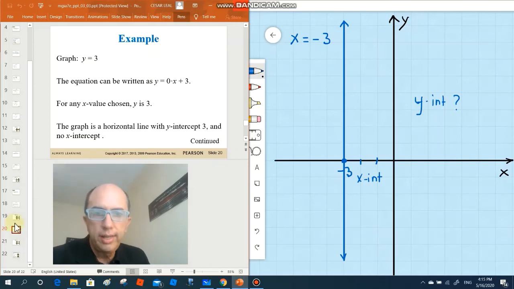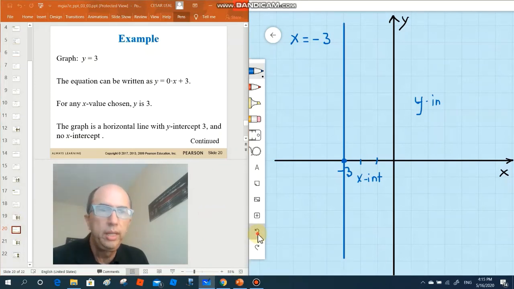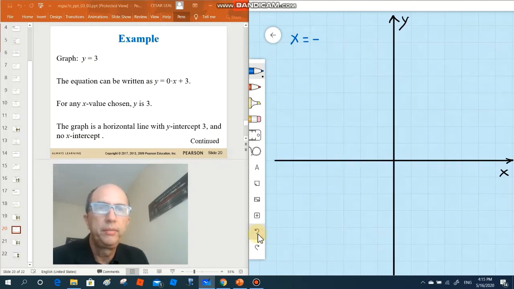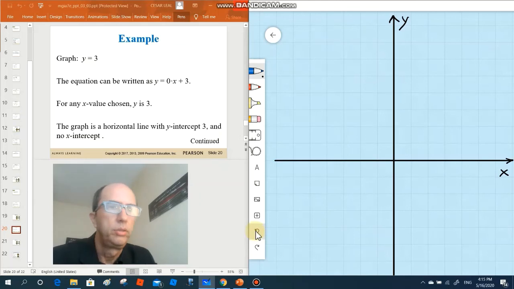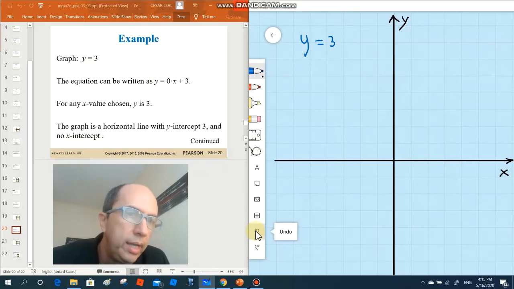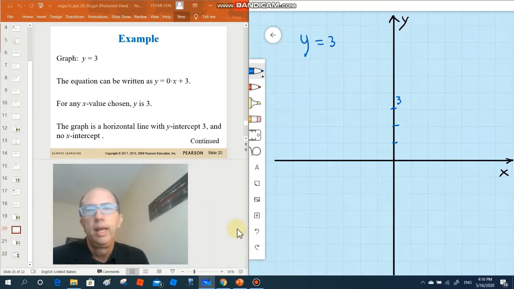Now, another example. Graph y equals 3. So now we're going to graph y equals 3. That means y equals 1, 2, 3. This is 3 here. For any x value, y is going to be equal to 3.